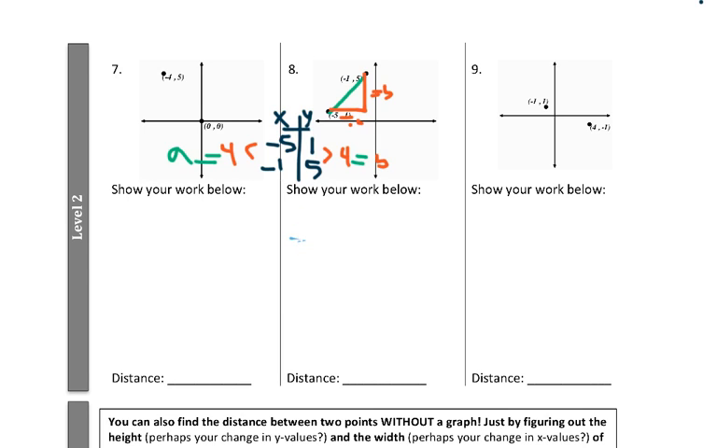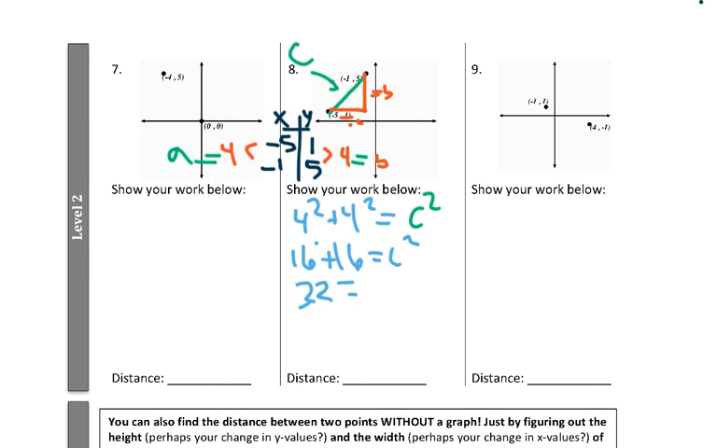And let's go ahead and use the Pythagorean Theorem. So 4 squared plus 4 squared is going to equal c squared. That's this side right here. So that's going to give us 16 plus 16 equals c squared, so 32 equals c squared. And now to get c by itself, we need to take the square root of both sides.